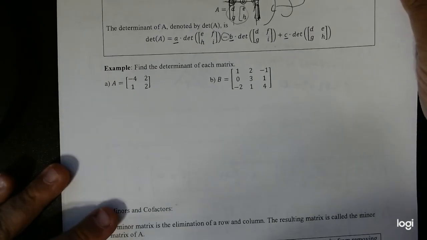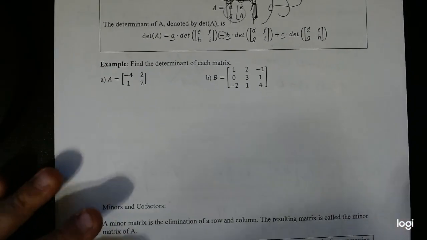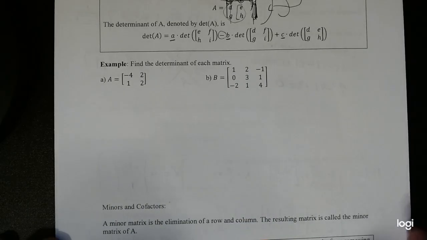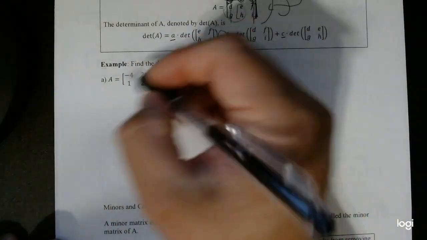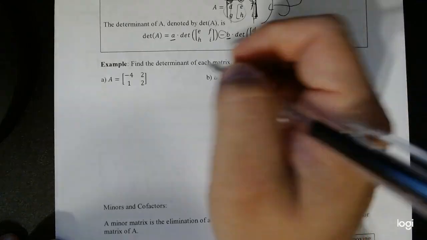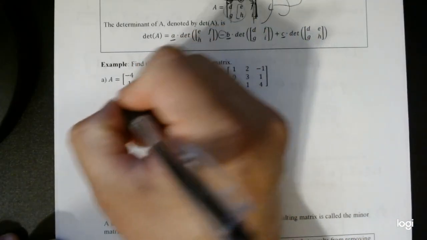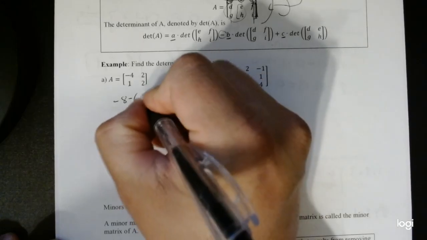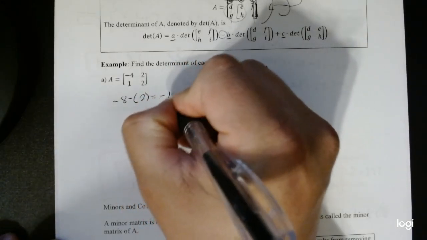Okay. So now that we actually defined it, and we've been using it for a while already, let's actually find the determinant. You'll see why this is actually pretty important. So find the determinant of each matrix. So this is a nice one, just crisscross subtraction. So negative 4 times 2 is negative 8, minus 1 times 2 is 2. So we just get negative 10.